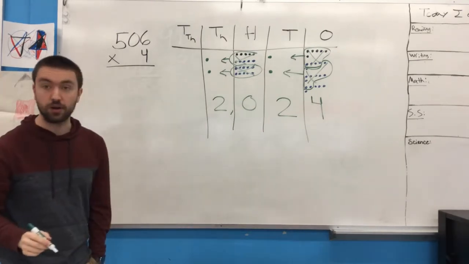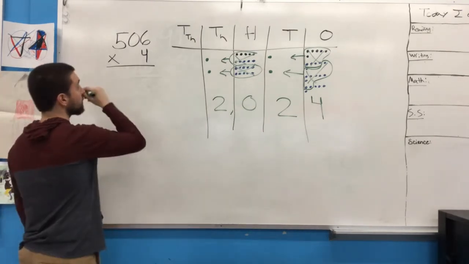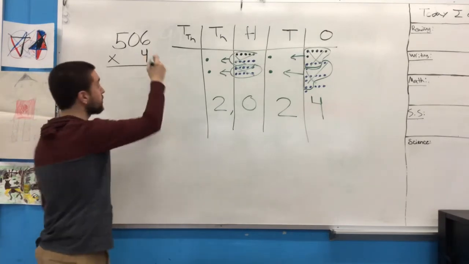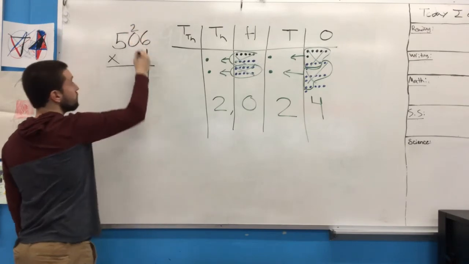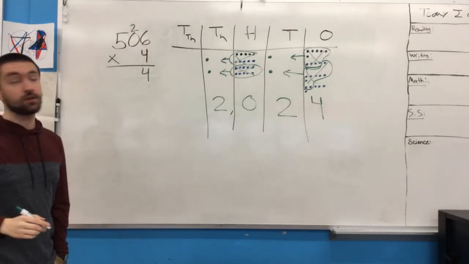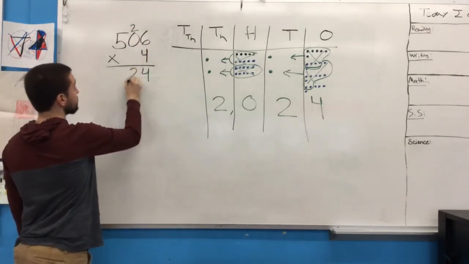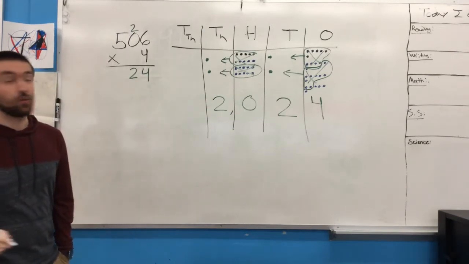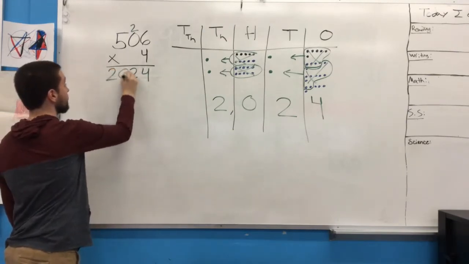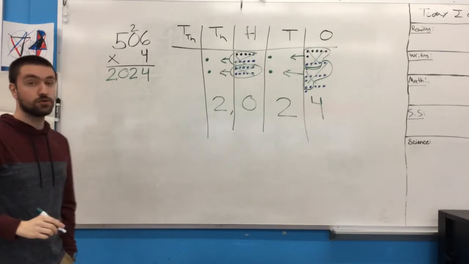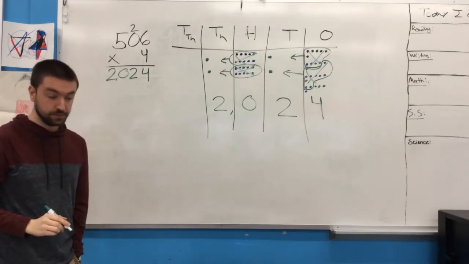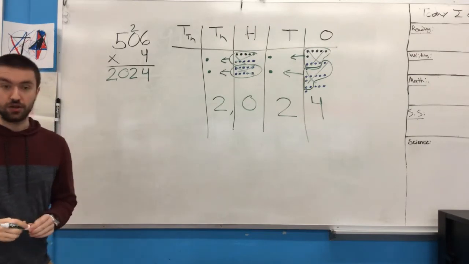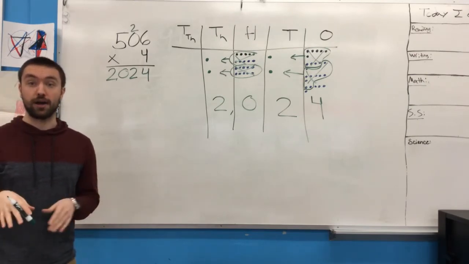I can check my work using the standard algorithm, which is what we're building towards. 6 times 4 is 24. Carry my 2. 4 times 0 is 0. Add in the 2. There's my 2. 5 times 4 is 20. 2024 is my answer. For the next question, we're going to be using partial products.